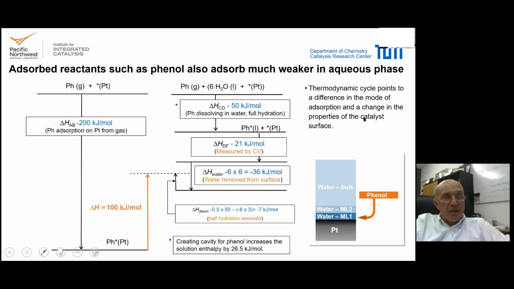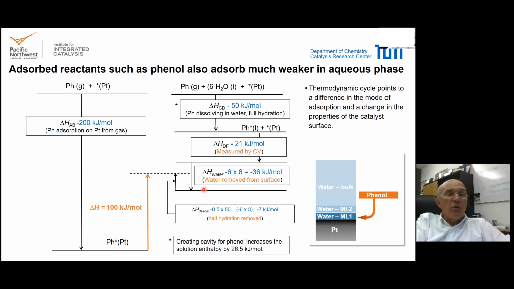But this is not limited to hydrogen. It's actually much larger on different molecules. And here I give you the example of phenol in aqueous phase. Phenol on platinum has about 200 kilojoules per mole heat of adsorption. If we try to close the thermodynamic cycle, we see that phenol has to be dissolved in water. That's about 50 kilojoules per mole.